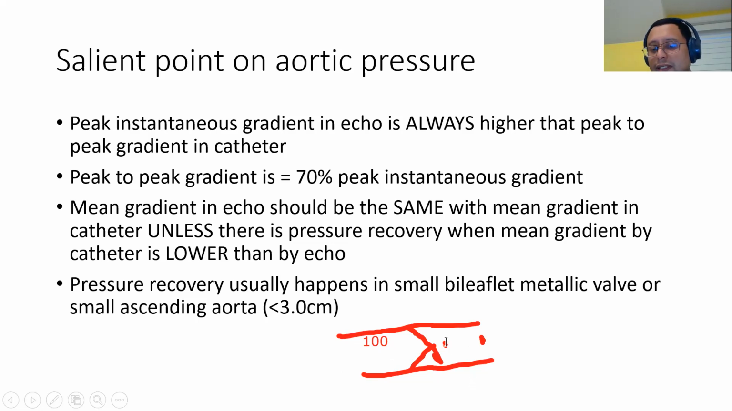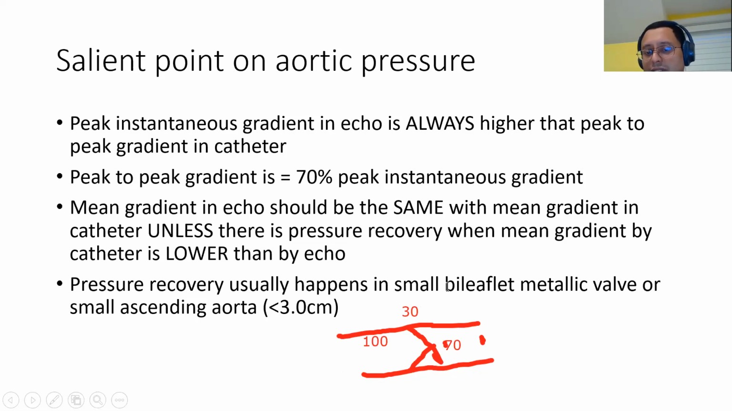Now, if you measure inside here with echo, it might be 70 millimeter mercury. So what is the difference between 100 and 70? That will be 30 millimeter mercury. So that will be the gradient you measure between the left ventricle and aortic valve after the aortic valve with echo. And the difference is only 30 millimeter mercury, right?